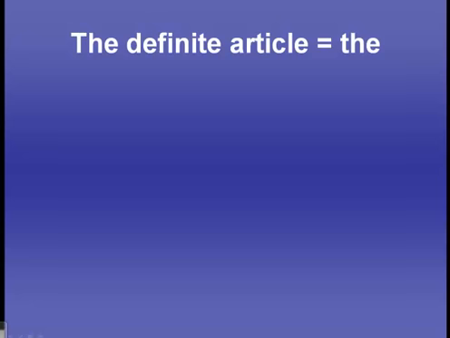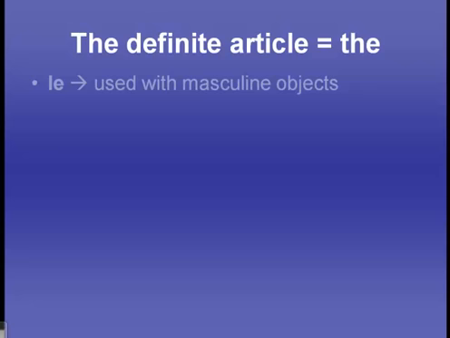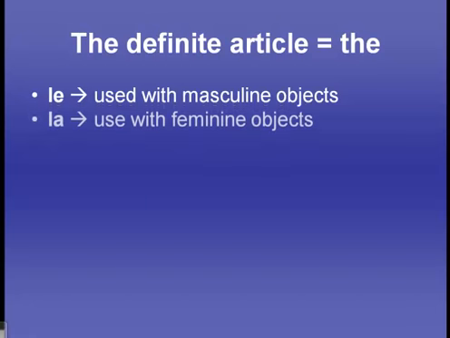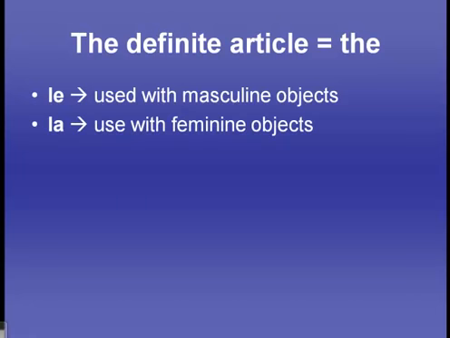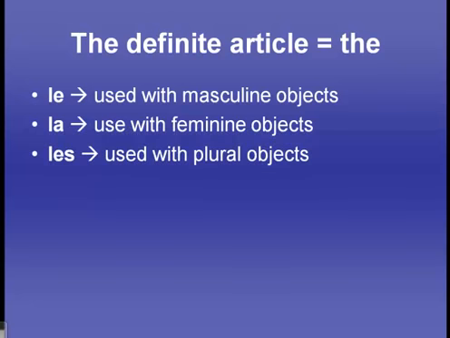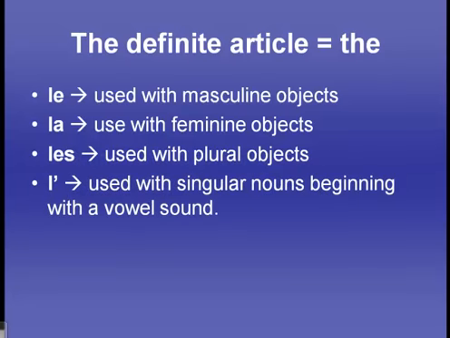The definite article is the word the in English and in French. So to say the in French with masculine objects, you'll use the word le. With feminine objects, you'll use the word la. With plural objects, you will use les. And with singular nouns that begin with a vowel sound, you'll use l'apostrophe.